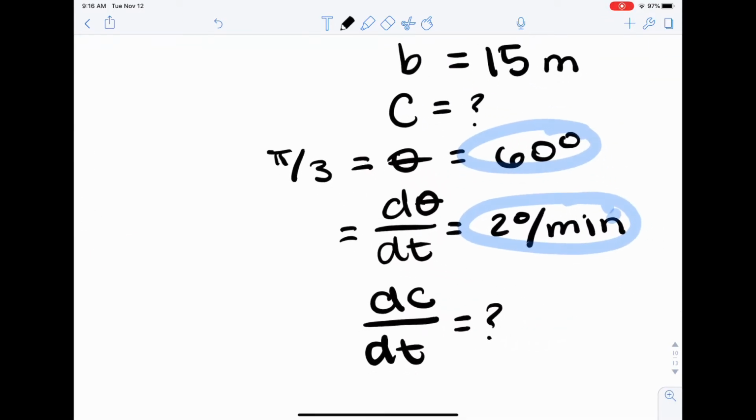We can say 2 degrees, do a little over 180. So that's kind of cool.